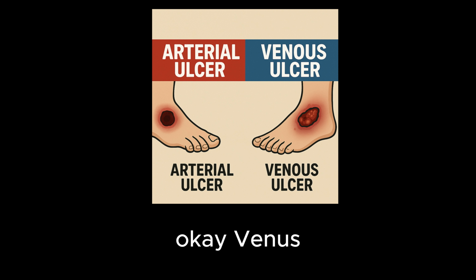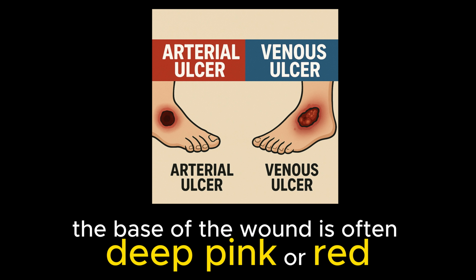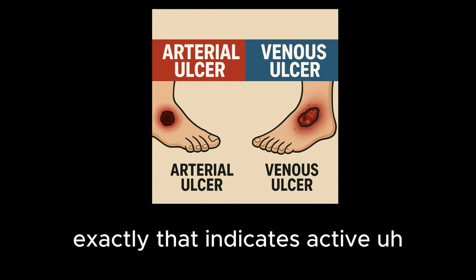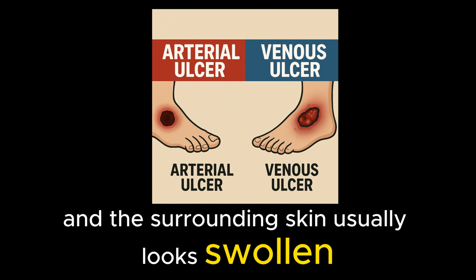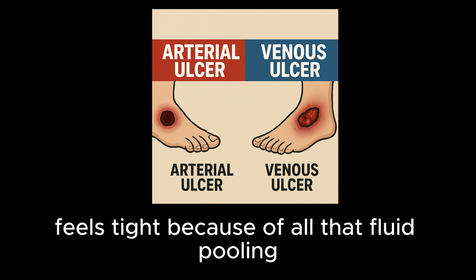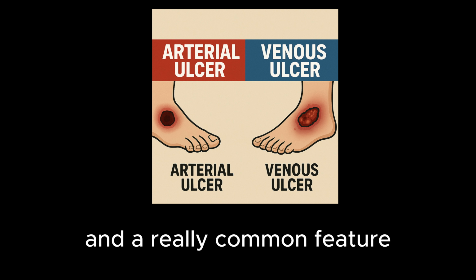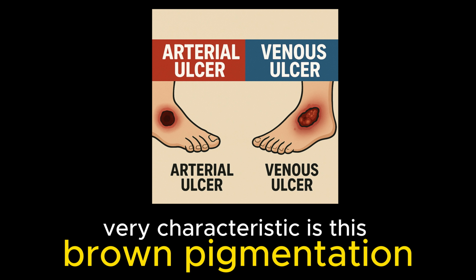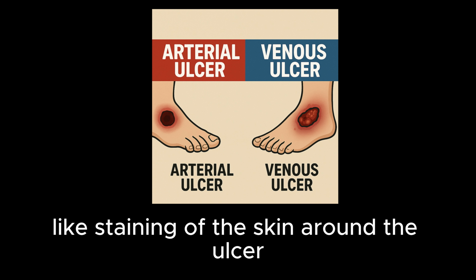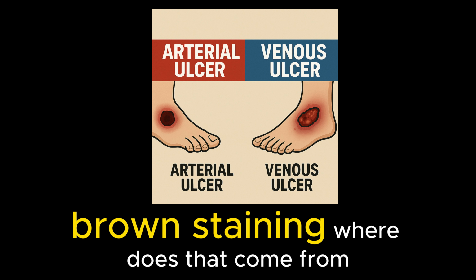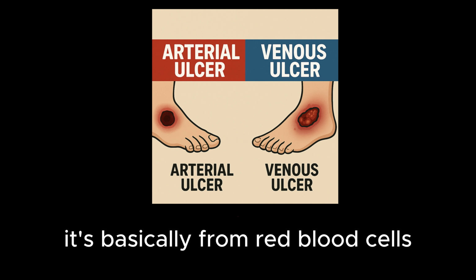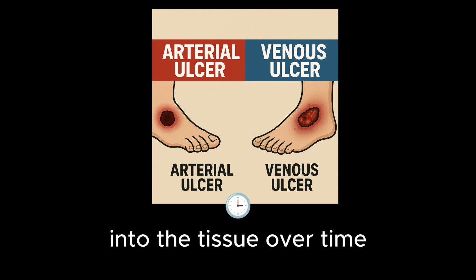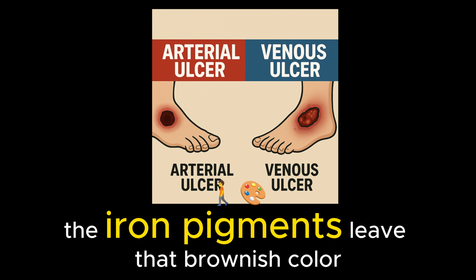Okay, venous? Venous ulcers paint a much different picture. The base of the wound is often deep pink or red. Because of that granulation tissue you mentioned? Exactly. That indicates active, albeit struggling, tissue. And the surrounding skin usually looks swollen, feels tight because of all that fluid pooling. The edema. Right. And a really common, very characteristic feature is this brown pigmentation, like staining, of the skin around the ulcer. Brown staining. Where does that come from? It's called hemosiderin staining. It's basically from red blood cells leaking out of those congested veins into the tissue over time. The iron pigments leave that brownish color.